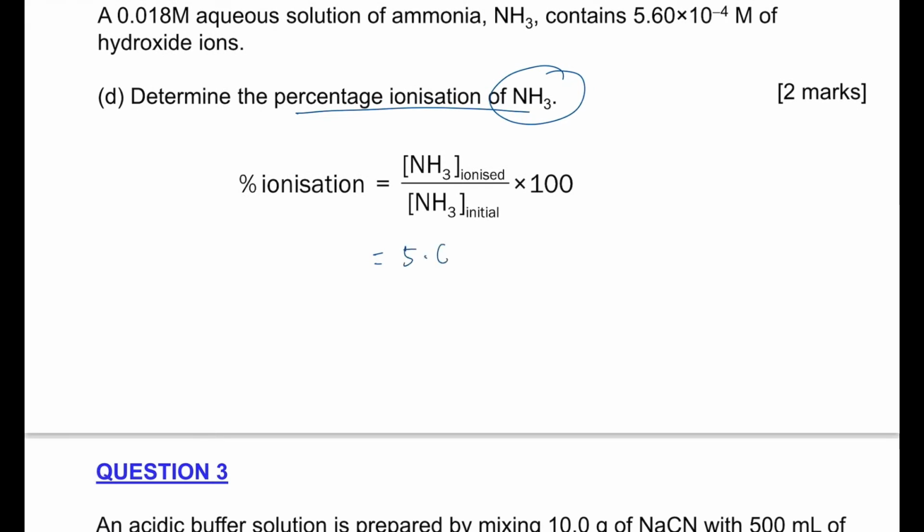Right, 5.6 exponent negative 4 over the initial concentration 0.018 molar. So here molar cancels, times 100%. Finally, you get 3.11%.